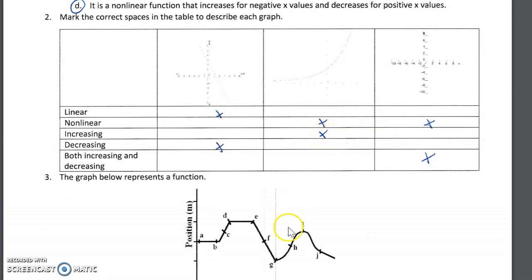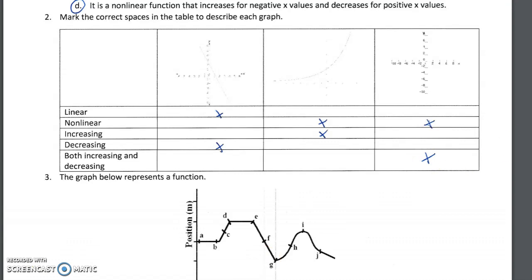Okay, and then you've got this last graph, and you have to decide the same thing. So decide, is it linear or not linear? As you follow it along the graph, is that a line? No, it's a parabola, so nonlinear. Is it increasing or decreasing, or both? Again, it's going up, and then it's going down. So increasing and decreasing, it's doing both. Okay.